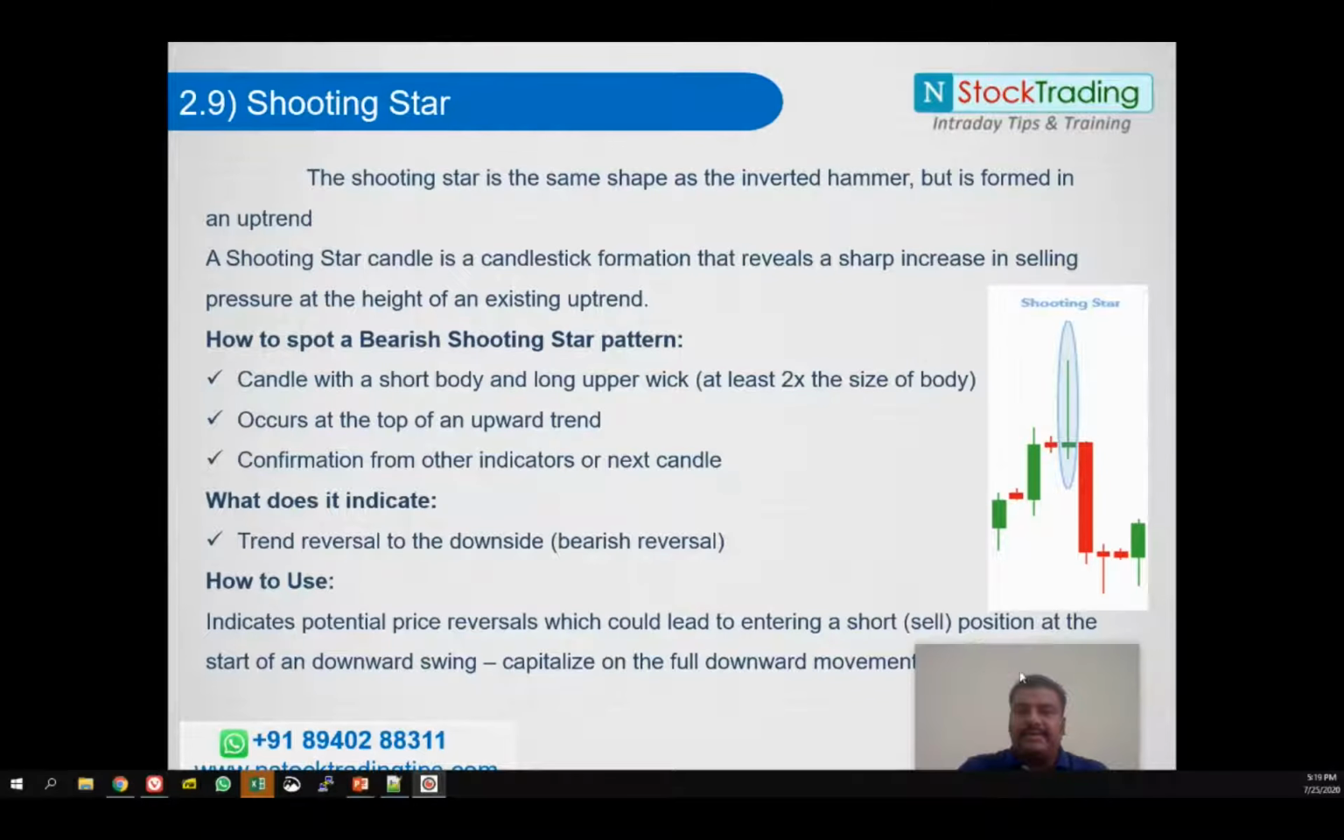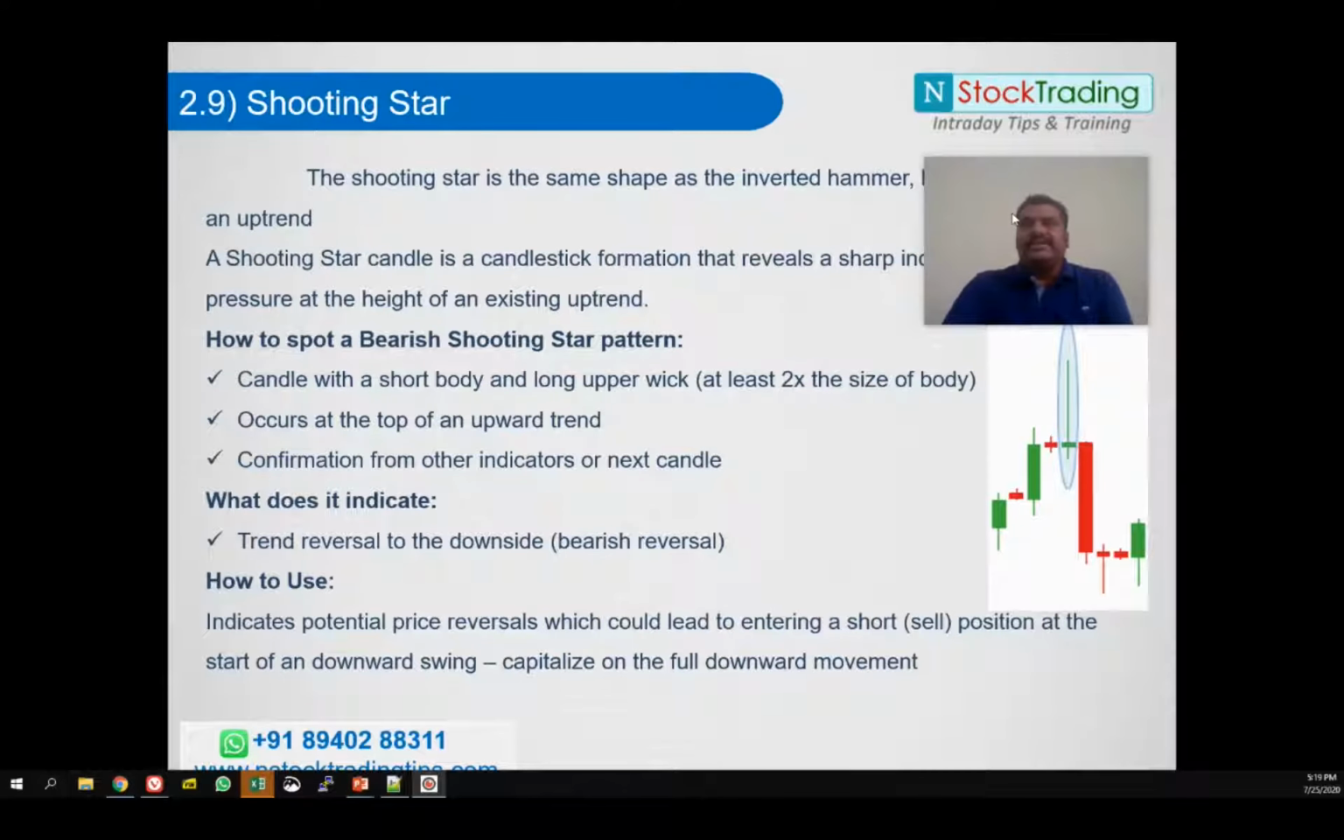Yeah, we have the shooting star. What is a shooting star? It's like the inverted hammer, but it is formed at the top of an uptrend. So this also means there is a possibility of a downtrend which is going to follow. So hanging man and shooting star on the top of an uptrend, it means there is a possibility for reversal. And hammer and inverted hammer at the bottom of a downtrend, it means there is a possibility for reversal to the bullish segment.